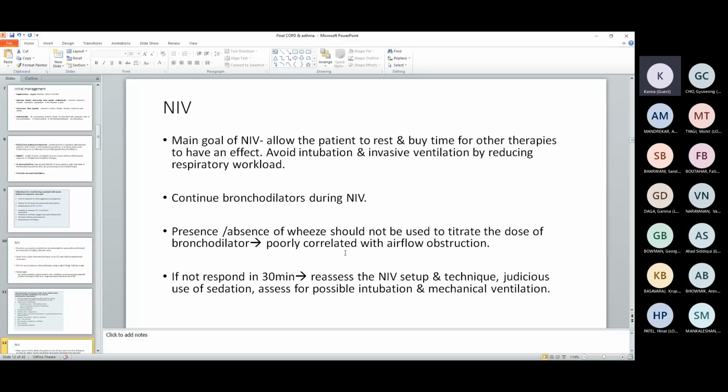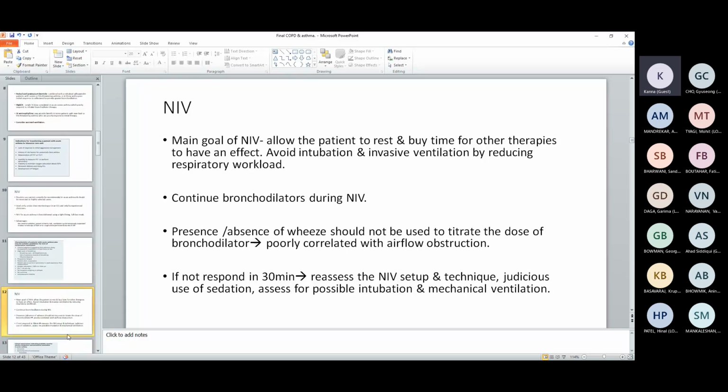Even if the patient is not responding over the next 30 minutes, we should reassess the NIV setup, whether we can optimize the support we are providing with the NIV, and we can change to a different mask and interface, and we can consider using judicious sedation without affecting the patient's airway maintenance. And if everything fails, then we should think of intubation and mechanical ventilation.